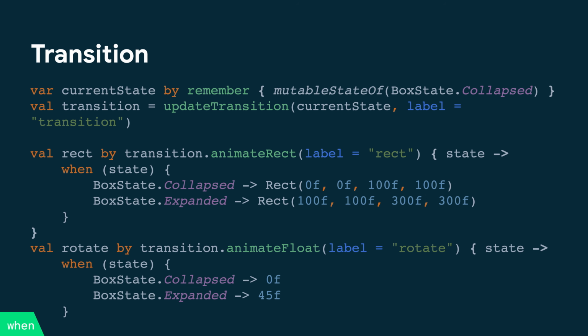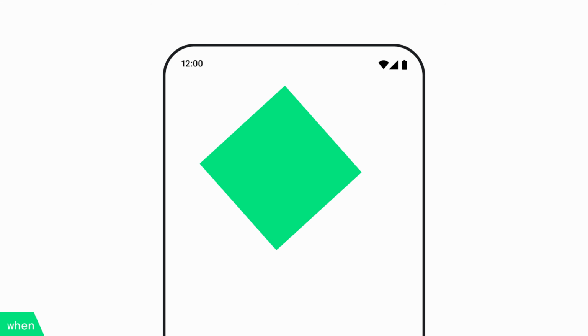In this example, we create a transition based on the current state. We then create two properties that will be animated at the same time. The first is the rect size, and the second is the rotation. These will be animated between the two values when the state changes. This would result in the two properties being animated at the same time. In this example, the scale and the rotation.